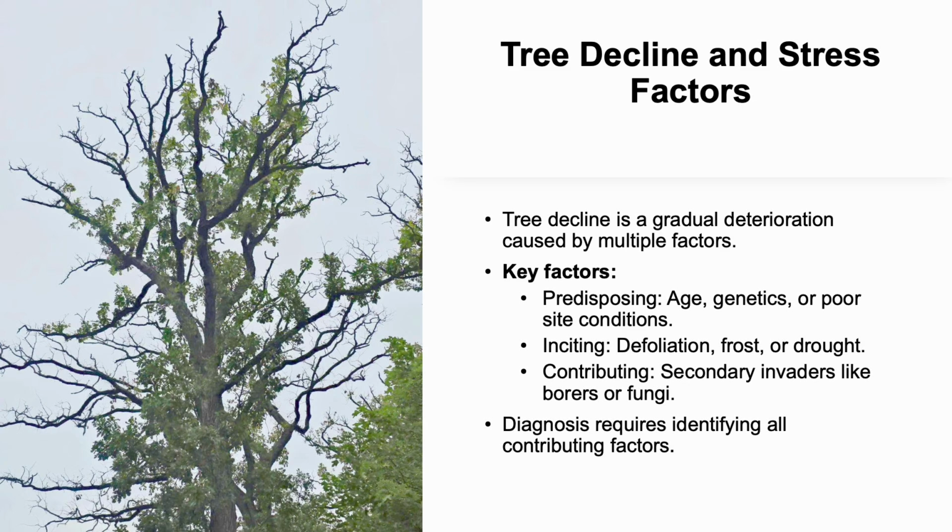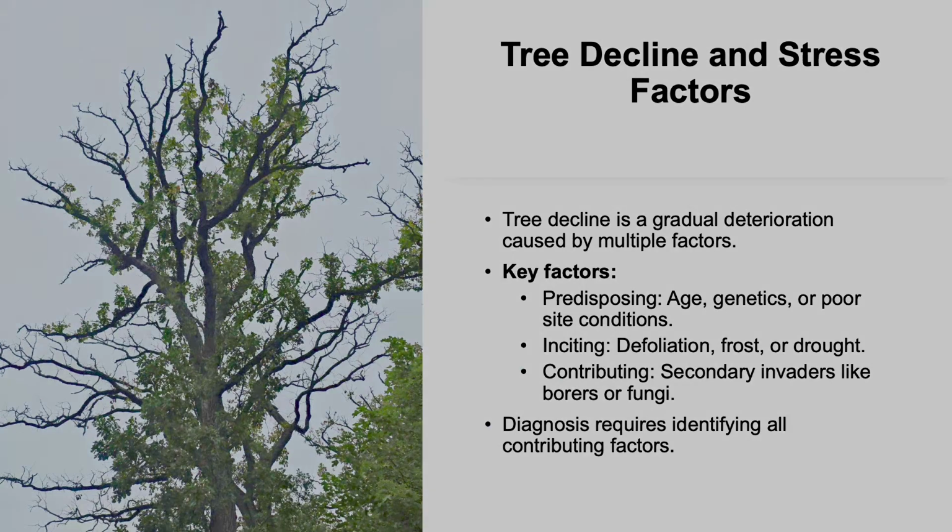Tree decline is often a slow process influenced by multiple factors. Predisposing factors are age, genetics, and poor site conditions. Inciting factors are defoliation, frost, or drought, and contributing factors are secondary invaders like borers or fungi. Identifying all contributing factors is essential for an accurate diagnosis.